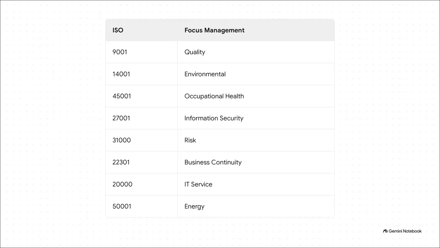And to wrap up, let's look at popular ISO standards at a glance. We have ISO 9001, Quality Management, ISO 14001, Environmental Management, ISO 45001, Occupational Health and Safety, ISO 27001, Information Security Management, ISO 31000, Risk Management, ISO 22301, Business Continuity Management, ISO 20000, IT Service Management, and ISO 50001, Energy Management. And the exact quote at the footer here perfectly sums it all up. Standardize today, improve tomorrow, assure quality always.